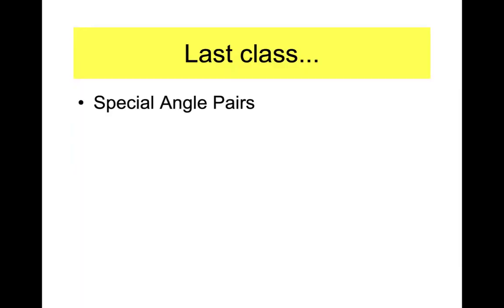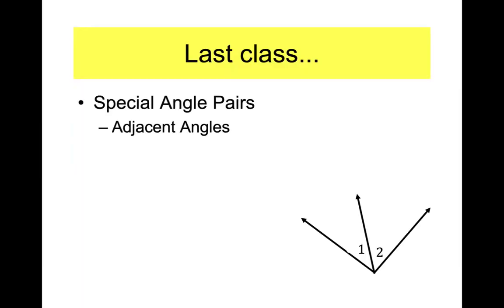Last couple classes, we talked about special angle pairs. Remember, those are two angles that share some sort of relationship with one another. And we have many of them this year in geometry. The ones that we talked about are only one set, and that was adjacent angles. Adjacent angles share a vertex and a common side.